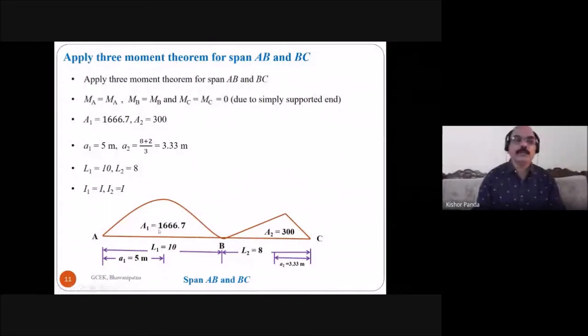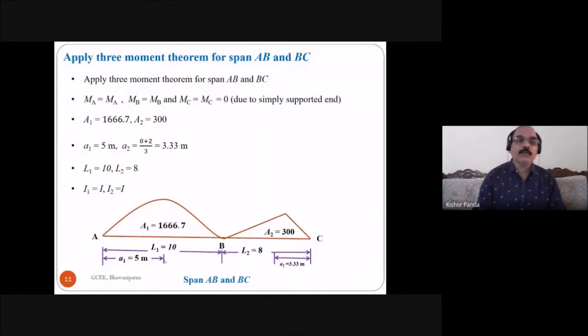And you know the area of this parabola is 1666.7, and the area of the triangle is 300. A1 is this one and A2 is this one. Then what is the centroidal distance of this parabola? When taking this left area and this right area, for the left area you take from the left support, and for the right area you take from the right support. So here this is the area A1. What is the centroidal distance of this one? Because this is 10 meter and the CG is present at the midpoint of the parabola.